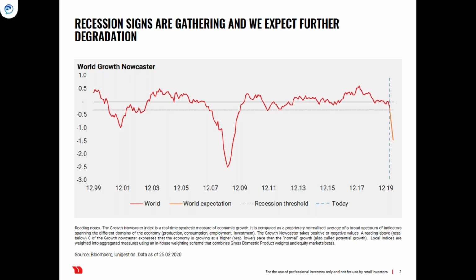This is a reflection of the fact that some of the PMI-related surveys and, as of today, the jobless claims in the US are posting extraordinary downturns, with very, very high levels in the case of jobless claims, which is creating a first indication that the economic momentum is collapsing right now.